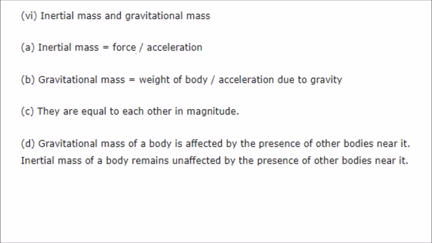The inertial mass is given by force upon acceleration, F by a. The gravitational mass is given by the weight of the body divided by the acceleration due to gravity. They are equal to each other in magnitude. Gravitational mass of a body is affected by the presence of another body because of the gravitation. The inertial mass of a body will remain unaffected by the presence of another body because it remains the same wherever you go in the entire universe.